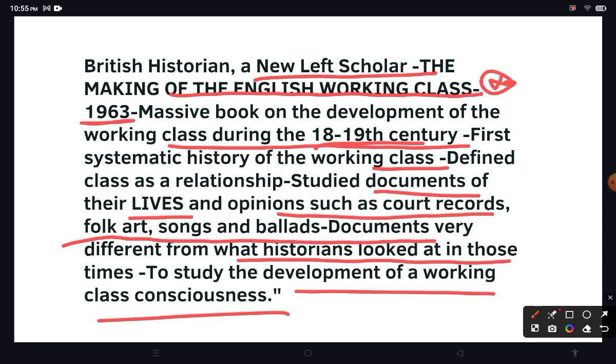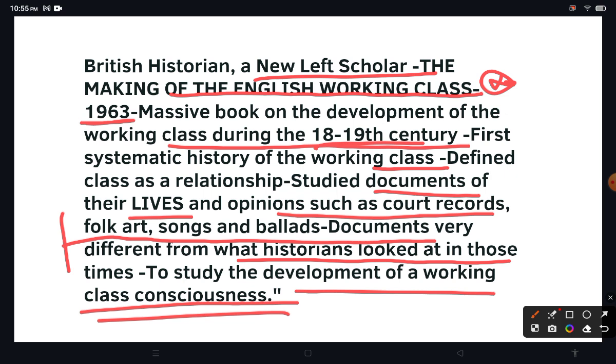So what he did was a massive work. He went to the police, checked the police records, the criminal records, the documents. He also went to folk art, songs, ballads, because working class cultures were never written down. So he had to research and study their criminal documents, their diaries or documentation to study the development of working class consciousness.